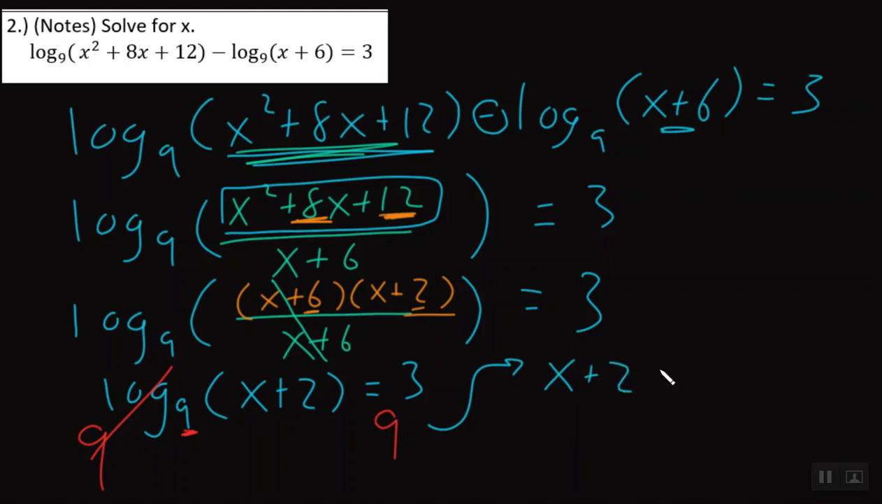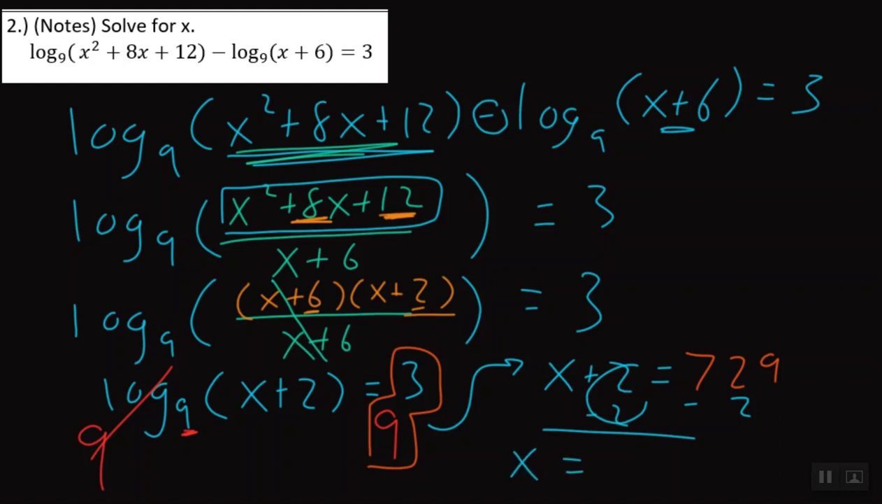Now at this point, those two things cancel, and I am simply left with x plus 2 is equal to 9 cubed. I hope that you have begun to memorize this. 9 cubed is 729. At this point, I can subtract 2 from both sides, minus 2, and we get x is equal to 727. Pause the video, finish taking notes. Let's move on to our final example.